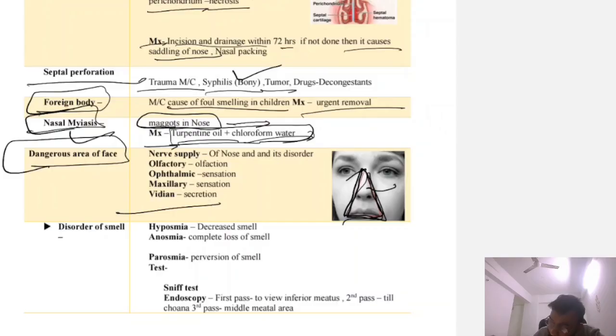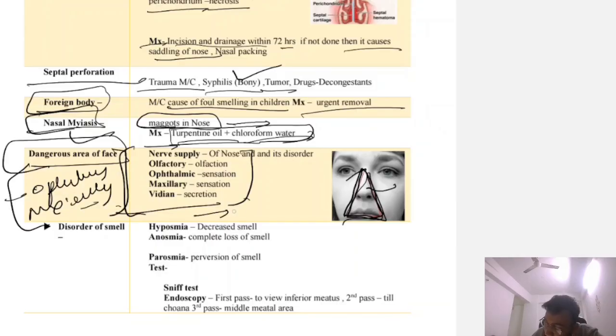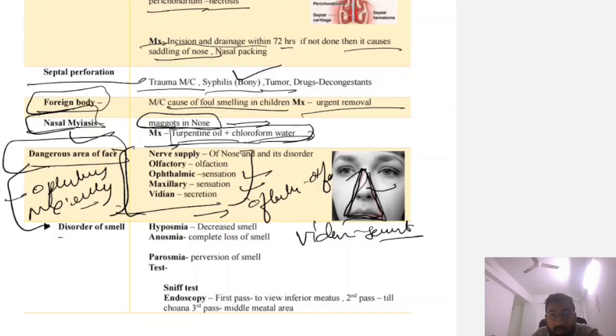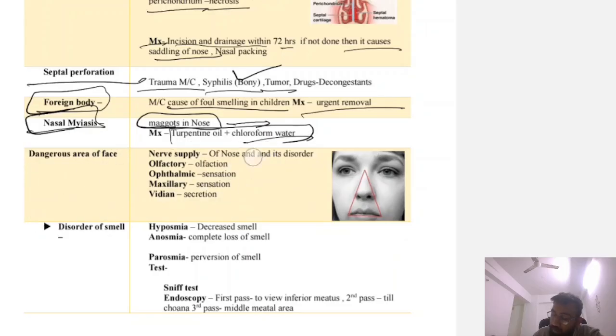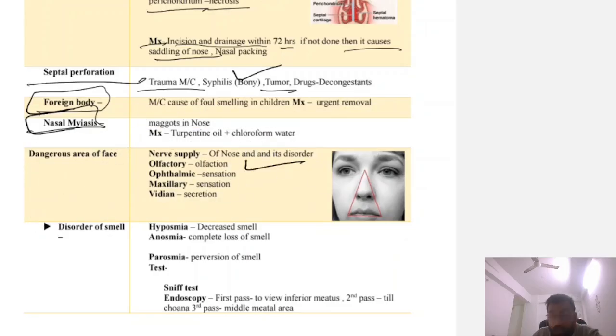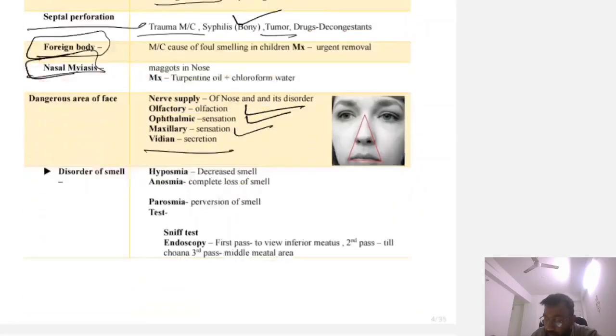Now nerve supply of the nose. Nerve supply is by the ophthalmic nerve and maxillary nerve. We have ophthalmic and maxillary nerves for sensation of the nose, and olfactory nerve for olfaction. Vidian nerve is for secretion. There is so much secretion from the glands in the nose, that is from the Vidian nerve, which is a parasympathetic supply. So olfaction is by smelling through the nose, and sensation of touch is from the ophthalmic and maxillary nerves. Vidian is for secretion.